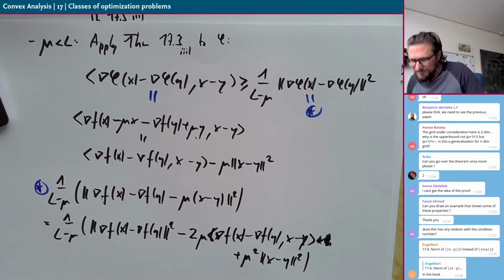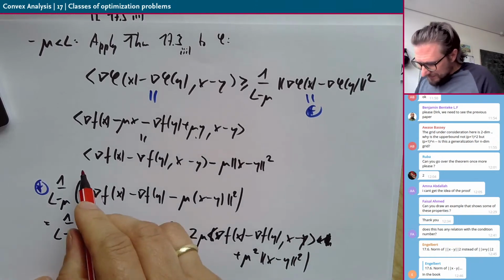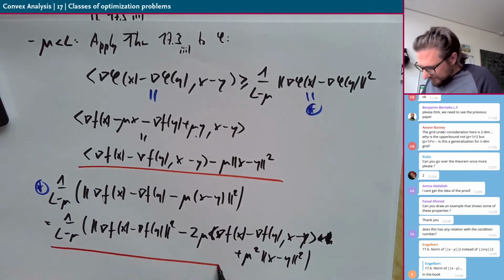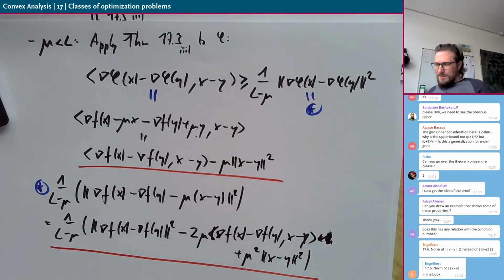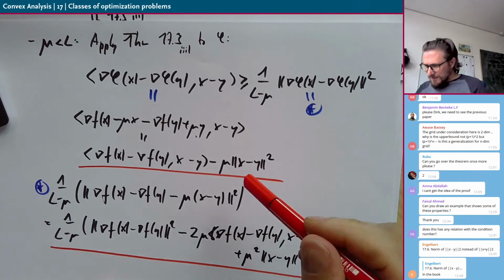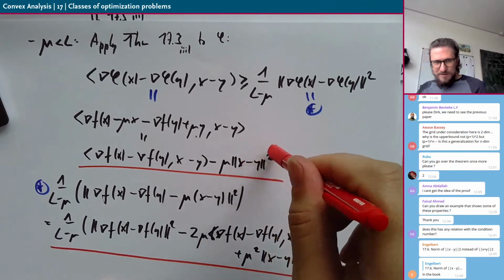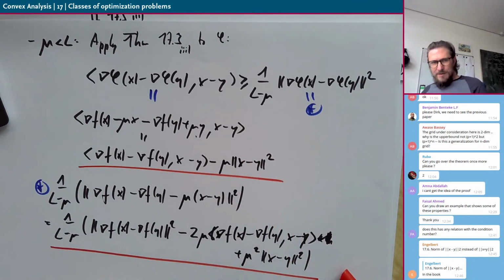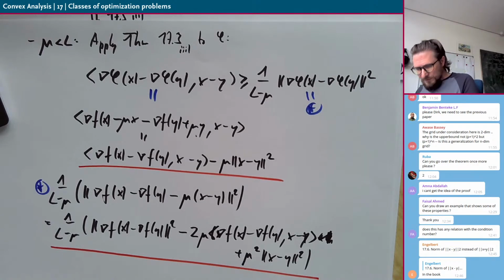Okay, so we have that the left hand side is this and the right hand side is this. So what we do now is we say this one is larger than that one, and you just write it side by side and clean up. That's what one needs to do right now. That's the full proof. Okay.